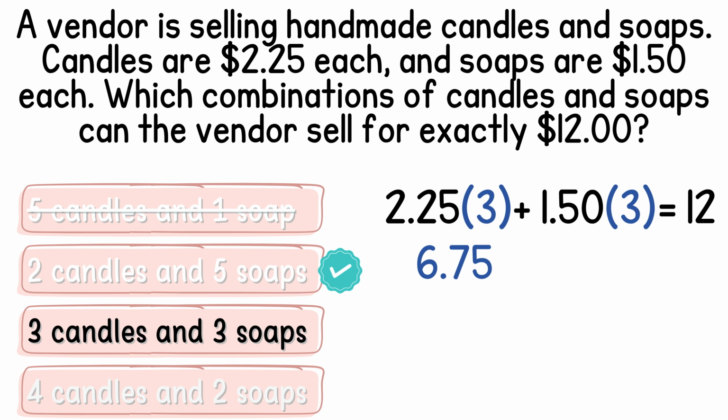Multiplying gives us 675 and 450. So when we add these together, we get 1125, which is not the 12 that we wanted. So this is not a solution.